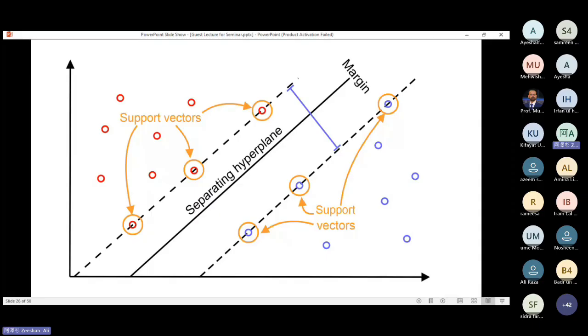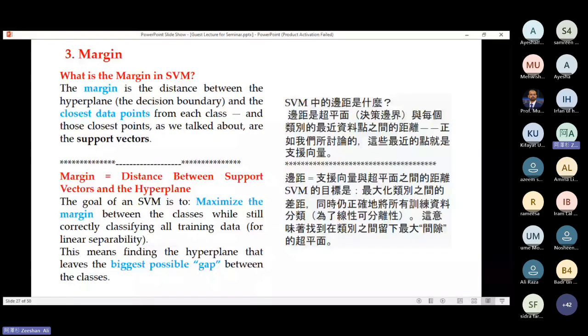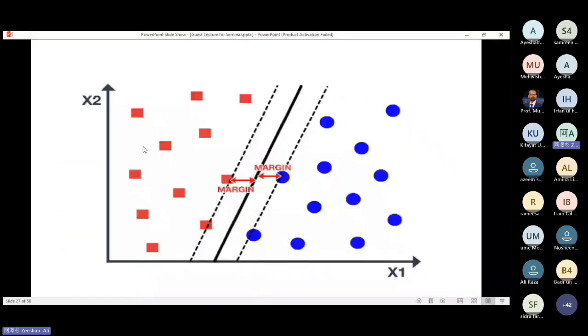The margin is the distance between the hyperplane, the decision boundary, and the closest point from each class. Those closest points we talk about are the support vectors. For example, we have two types of clusters, red clusters and green clusters. We have a decision boundary, and similarly we draw the positive hyperplane and negative hyperplane. The distance between the cluster which touches the hyperplane and the decision boundary is called margin, and similarly the distance between the positive hyperplane and negative hyperplane is also called margin.